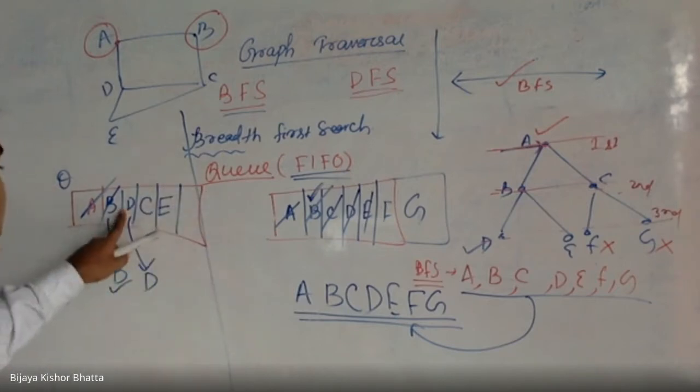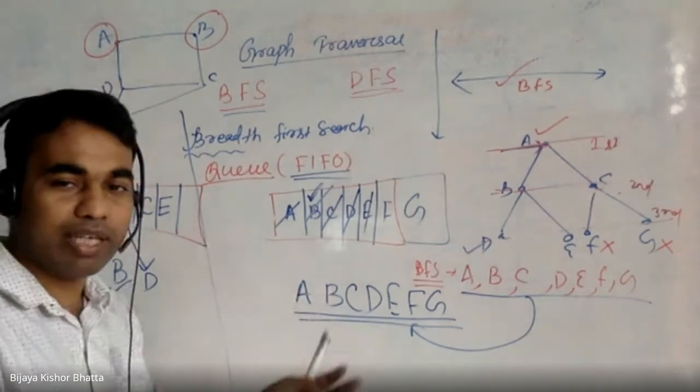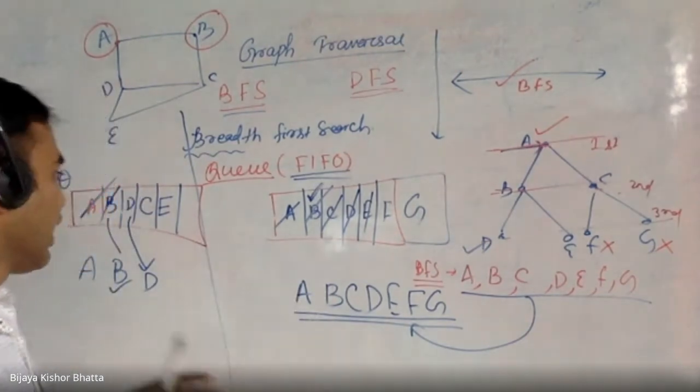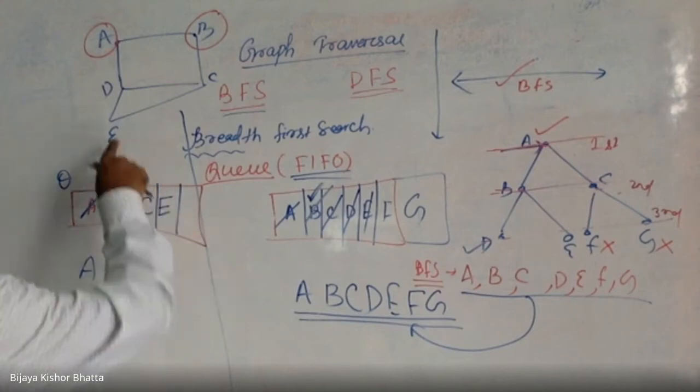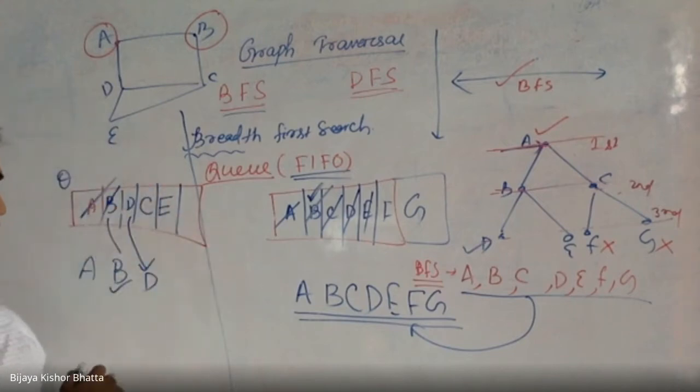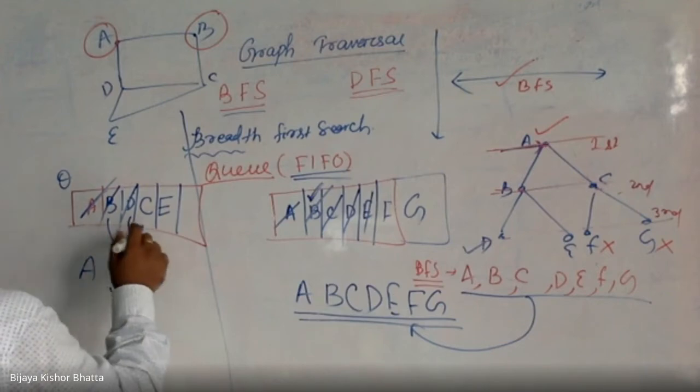So before processing D, you need to check all the adjacent vertices of D, and you will keep on adding them to the queue. And you find that one new vertex exists, which is E, and that's why you add it. So now you are ready to delete this particular vertex from the queue. Once you delete this, what will happen? You will go for the next element. So the next element is C.